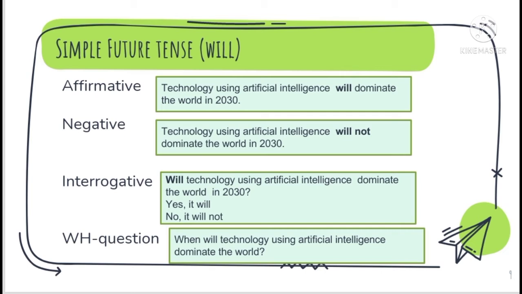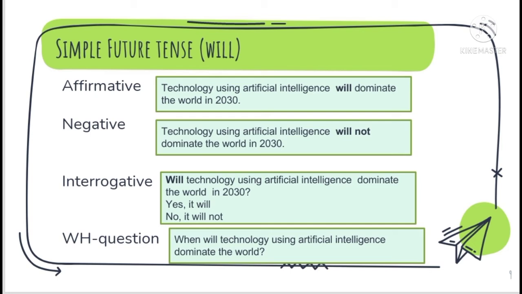Jadi di sini kalau kalian lihat di positifnya will dominate. Kalau di negatif will not dominate. Jadi verbnya tidak berubah, hanya kalian taruh atau put not, okay, after will. Meanwhile in interrogative, back again, I remind you about this. Auxiliary pindah ke depan ya, will-nya. Will technology using artificial intelligence dominate the world in 2030? Yes, it will. No, it will not.